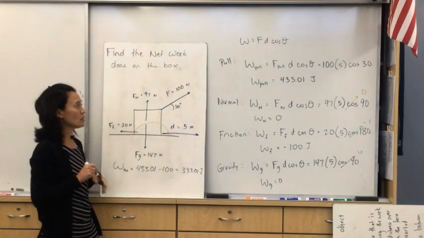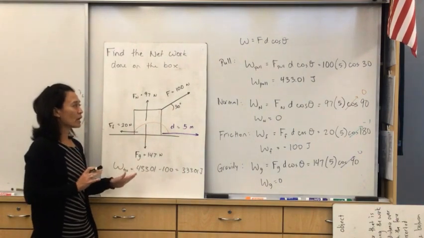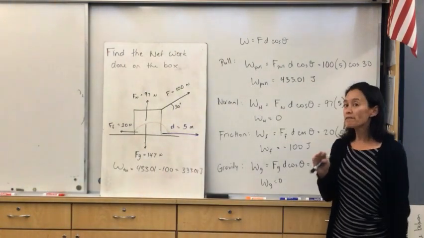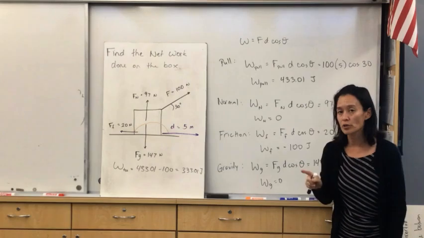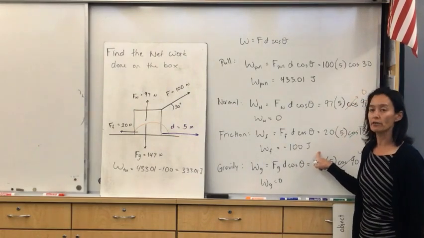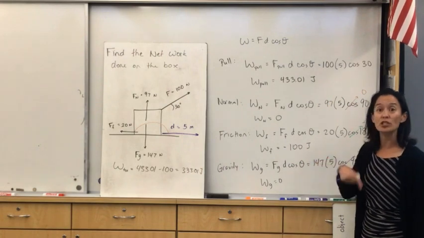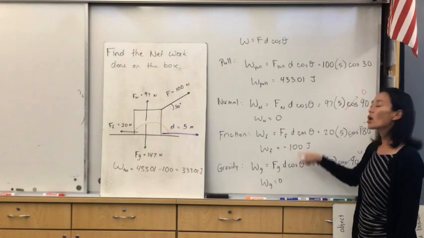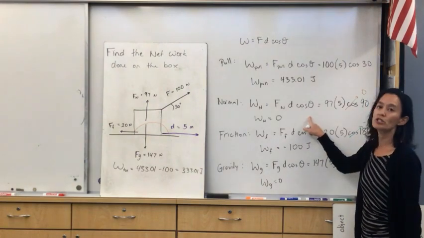In summary, the definition of friction is the force that hinders motion. So friction is always going to contribute negative joules. It's always going to take energy away from your system. But normal force and gravity are not always going to be 0. It really just depends on the situation.